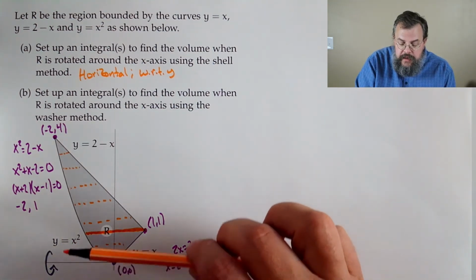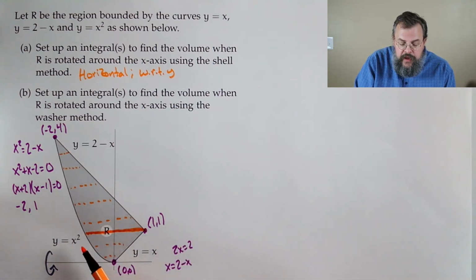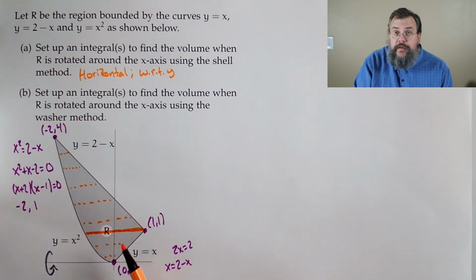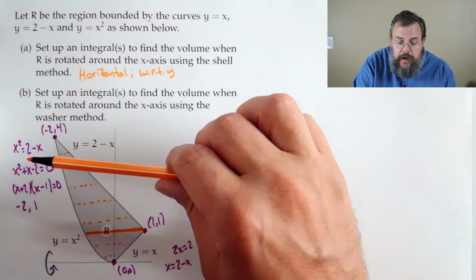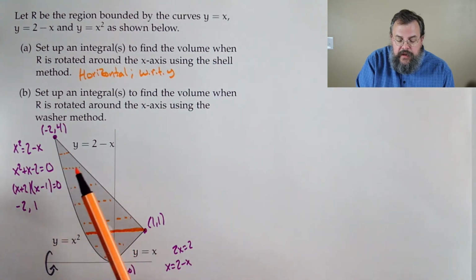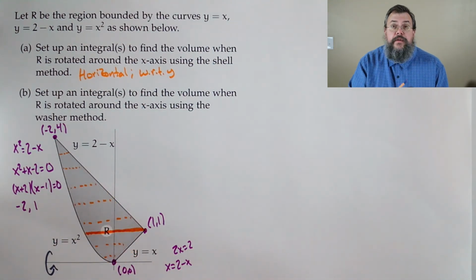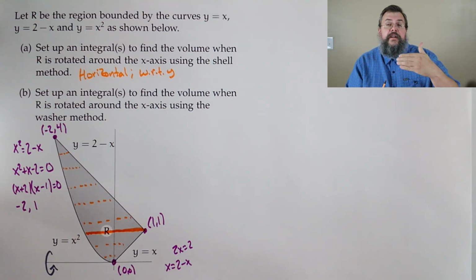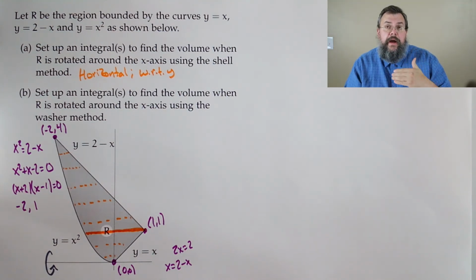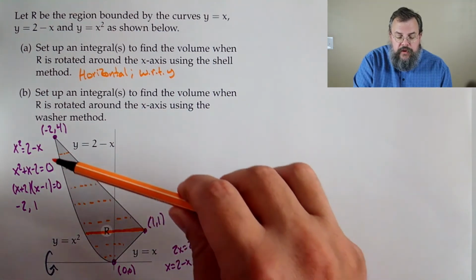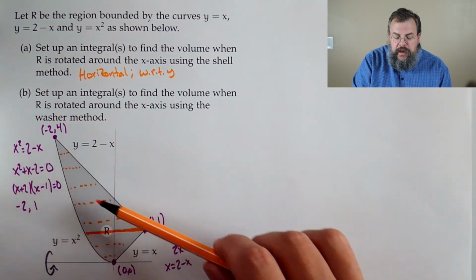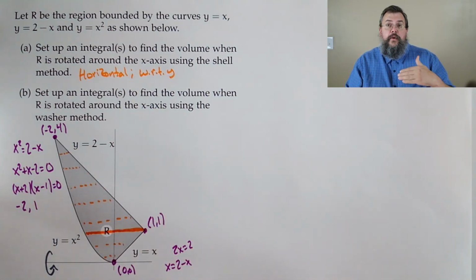Below 1, down here, as we look at our slices, we go back and forth between the curves y equals x squared and y equals x. Above 1, we go back and forth between the curves y equals x squared and y equals 2 minus x. Now what does that mean? Well, it means there's a transition in the bounding curves. So we're transitioning between the curves 2 minus x and x at some point.